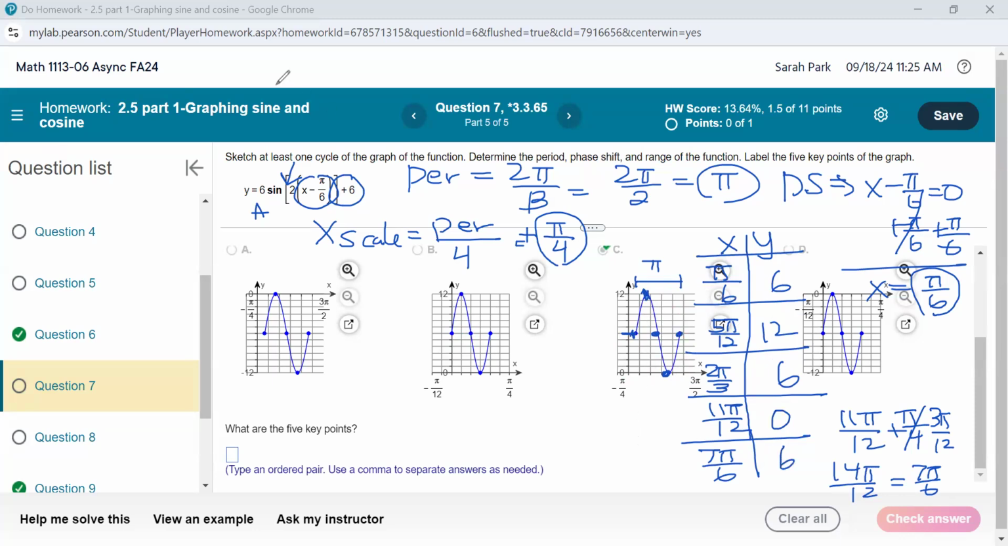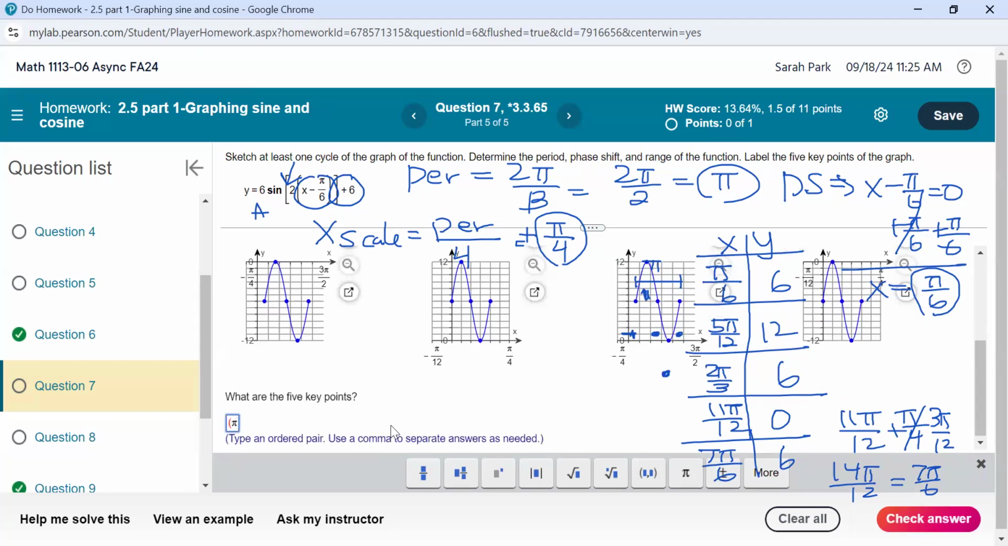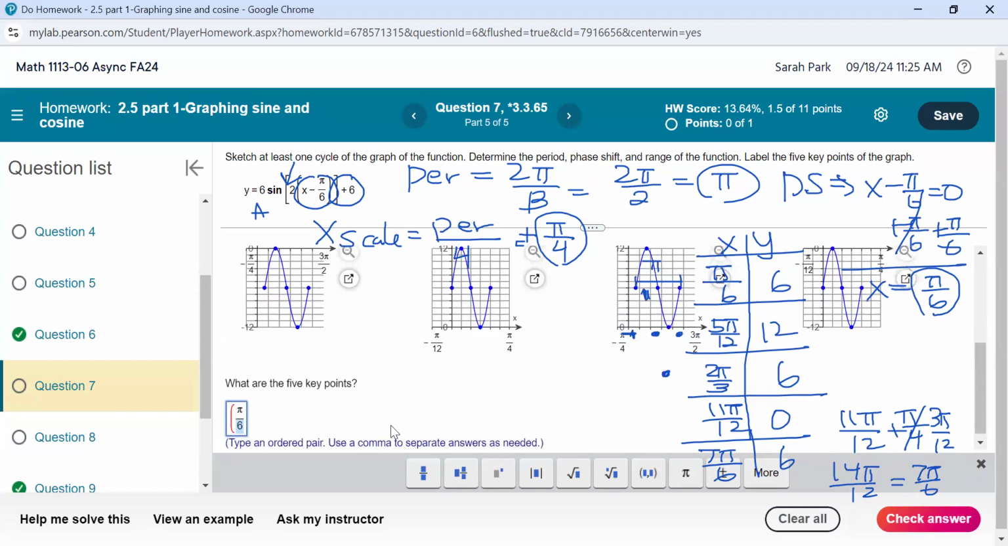All right, so this is the moment of truth where I hope that I didn't make any calculation errors, but now I have to type this all in. Pi over 6, comma 6. And then 5 pi over 12, comma 12. And then 2 pi over 3, comma 6. 11 pi over 12, 0. And then 7 pi over 6 is 6.